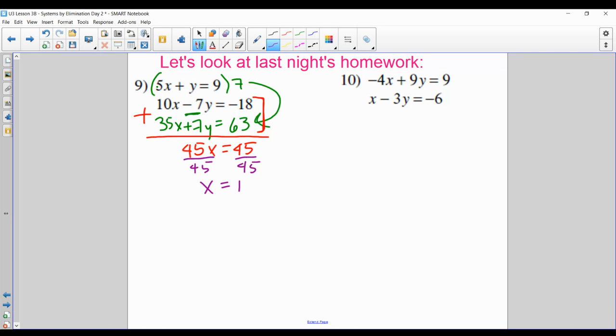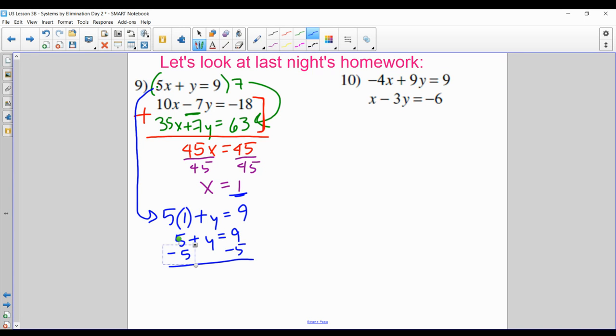Just like before, now I'm going to take one of the equations. I'm going to go back to the very initial equation and say 5 times the x, which equals 1. So I'm going to plug in 1 for x, plus y equals 9. So 5 plus y equals 9. Then I'm going to subtract 5 to get y equals 4. So the solution to my system is, again, a point, and that point has an x value of 1 and a y value of 4.